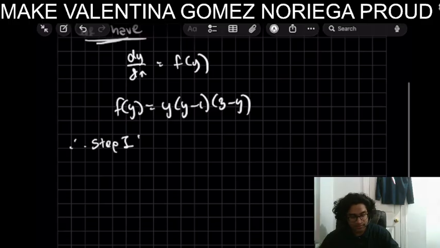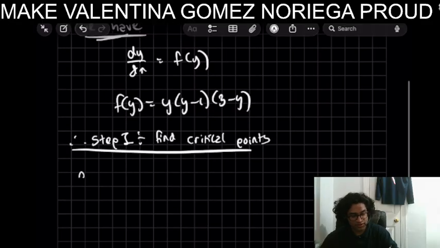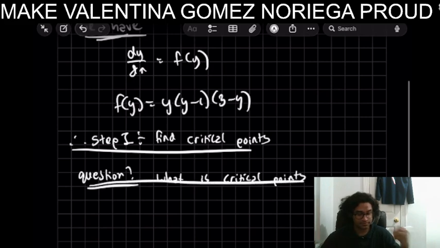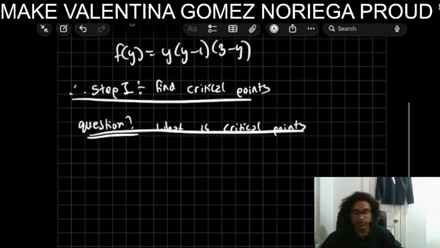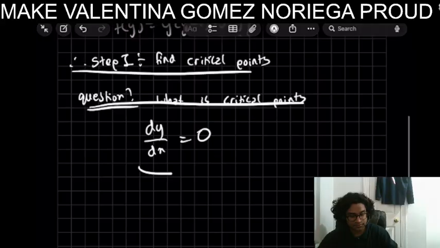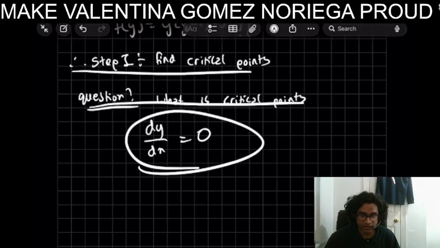Step 1: find critical points. Question: what are critical points? A critical point occurs when dy/dx is equal to 0. Critical points happen when dy/dx is equal to 0, and the only time you're going to encounter something called a critical point is when dy/dx is 0.